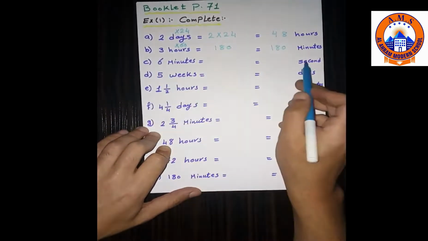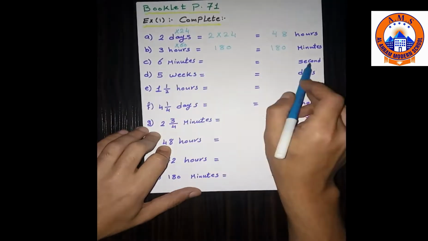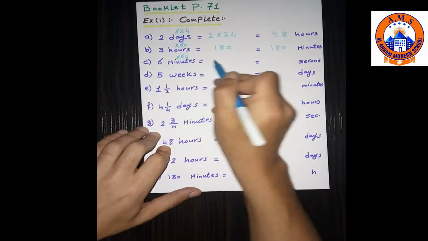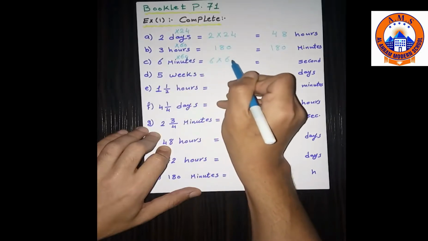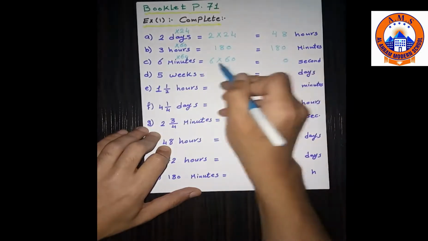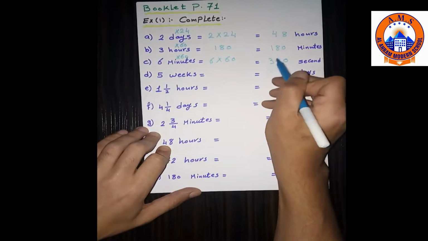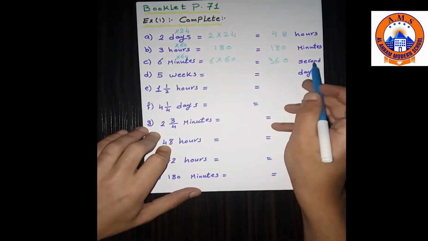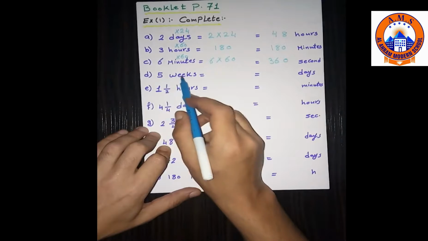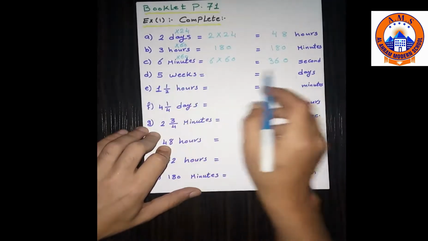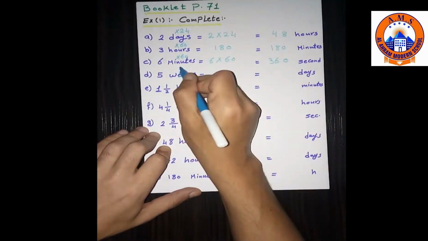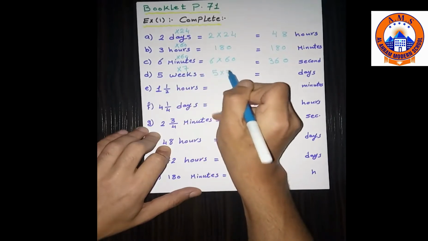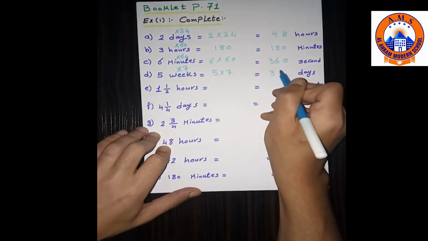6 minutes equal how many seconds? To change from minute into second, we also multiply by 60. So 6 by 0 equals 0, and 6 by 6 equals 36. So 6 minutes equal 360 seconds. 5 weeks equal how many days? The week contains how many days? Yes, each week contains 7 days. So we will multiply 5 by 7, and 5 by 7 equals 35.